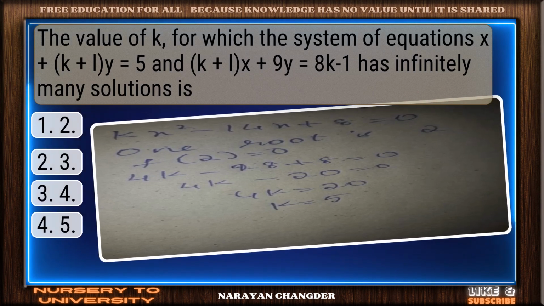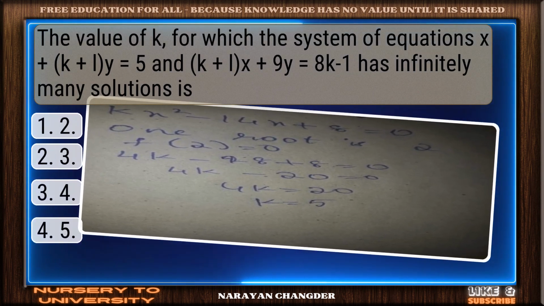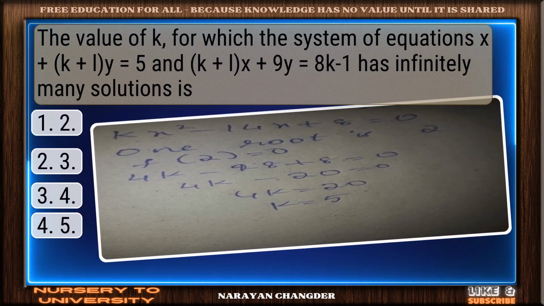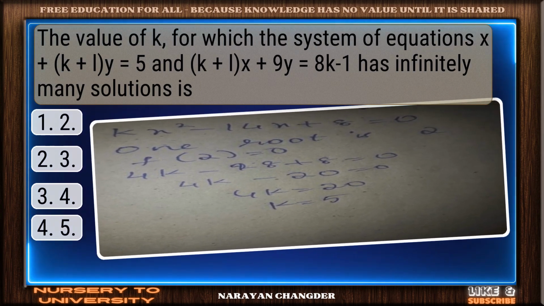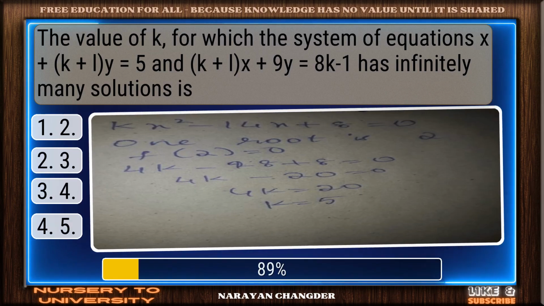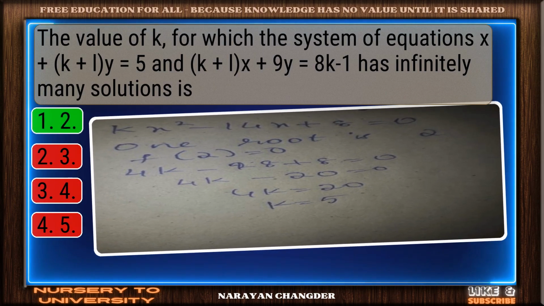The value of k for which the system of equations x + y = 5 and x + 9y = 8k has infinitely many solutions is. Well picked. 2 is correct.